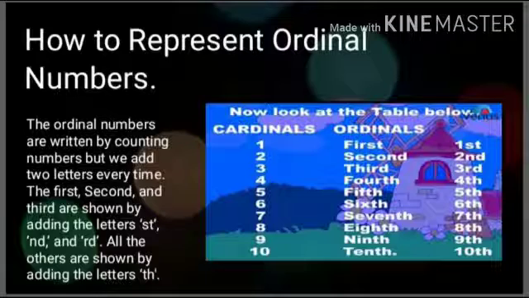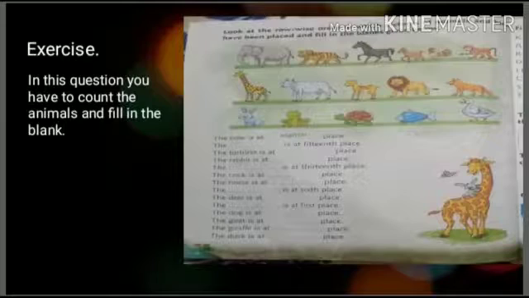Now when we have to write the numbers in ordinal terms, we write 1 and then add ST after it. Similarly, we write 2 and add ND after it. Then for 3 it is RD and for 4 it is TH. Over here, the next thing is your exercise.